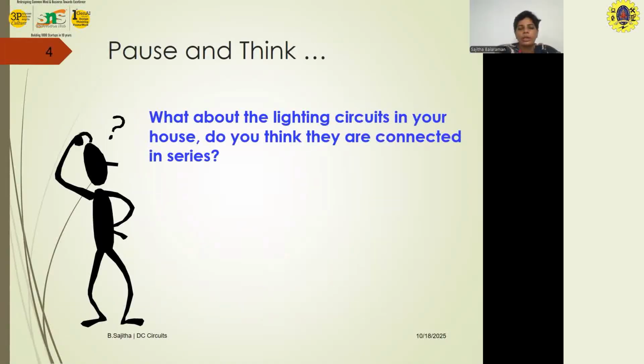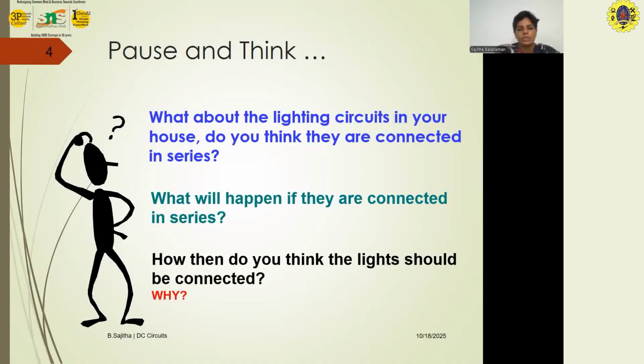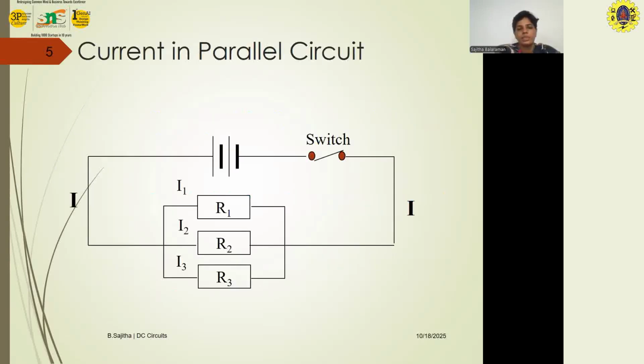Okay. So what about the lighting circuits in your house? Do you think they are connected in series? What will happen if one is disconnected? Just assume the scenario: in your house, if any one of the rooms gets a shortage of power supply, the power supply just turns off. Do you think the other rooms will also get turned off? No. So what is the solution? How should the lights be connected? The answer is that the current should flow in parallel.